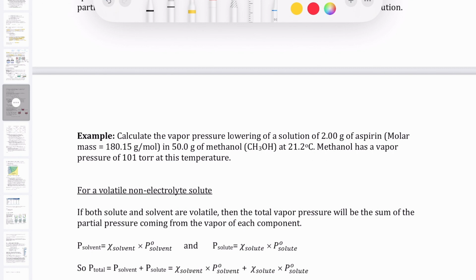Okay, so we have a couple of equations there that we can use to calculate vapor pressure of a solution. Here's a quick example to show how this works. It says calculate the vapor pressure lowering, delta P in this case, of a solution that contains 2 grams of aspirin, given the molar mass of aspirin there, and 50 grams of methanol, and you're given the formula of methanol. It tells you methanol has a vapor pressure of 101 torr at this temperature, so that immediately tells you that methanol in this case is the solvent and aspirin must be the solute.